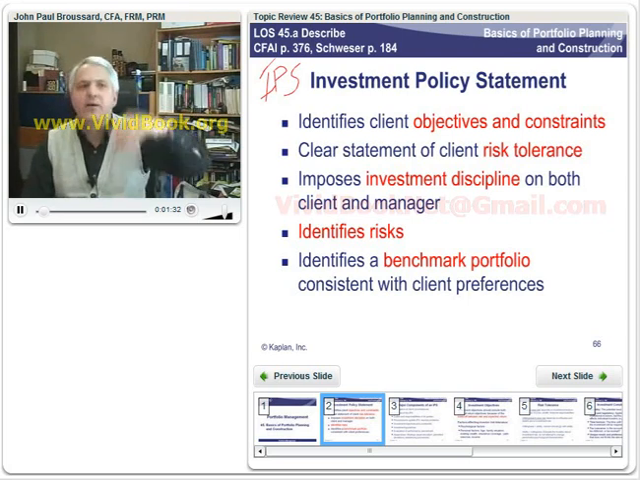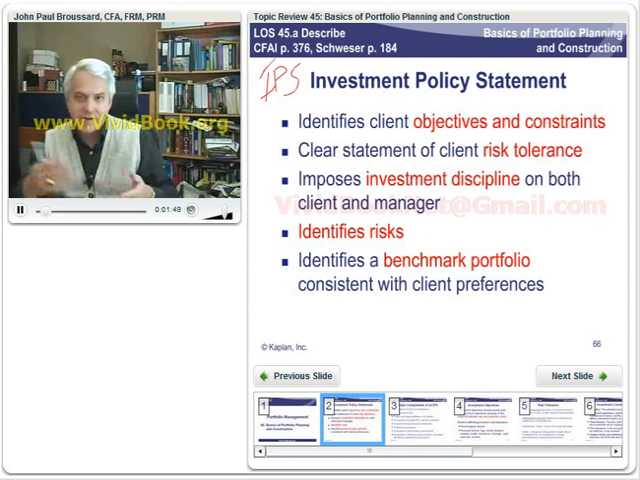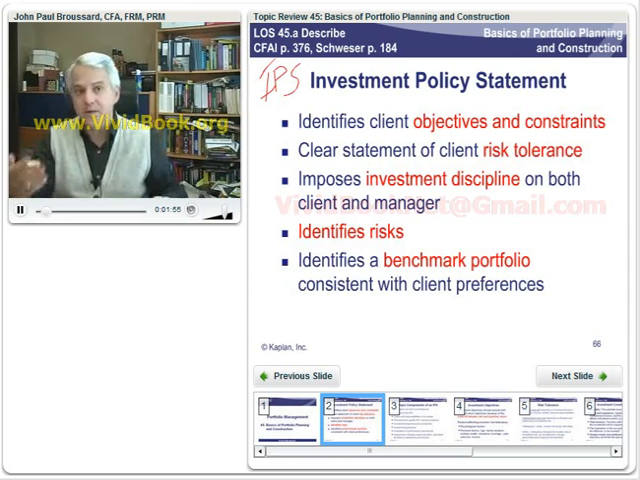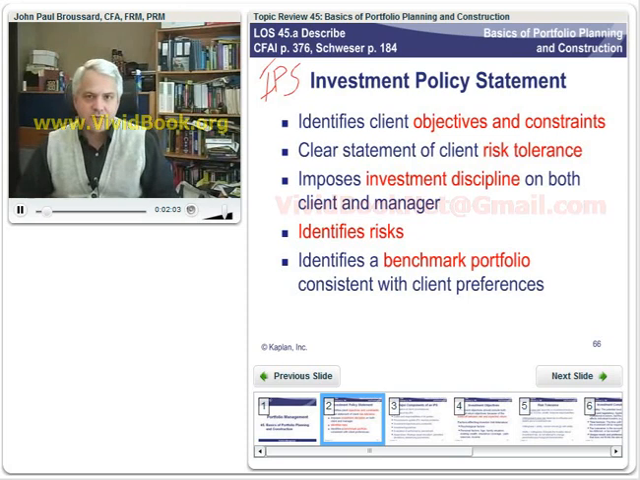It's written down, you write down and you include the investment objectives and constraints, a clear statement of the investor or the client's risk tolerance, what type of discipline on both the client and the manager, and what's meant by that is that the client is responsible for certain ideas and concepts and topics, like keeping the portfolio manager informed of changes in their individual situation. The manager has certain issues that they have to take care of, formulating a performance review, scheduling when that performance review is going to happen, etc.